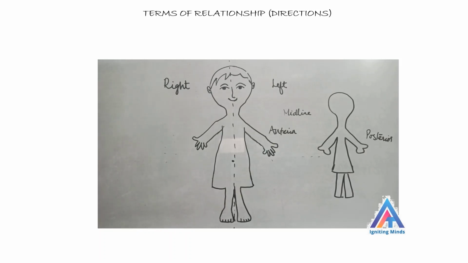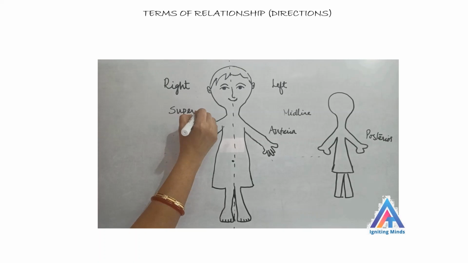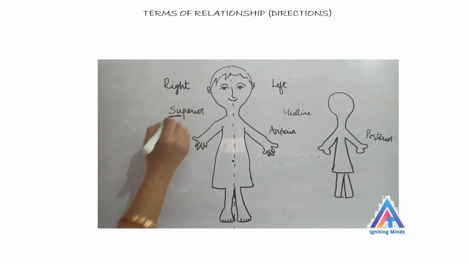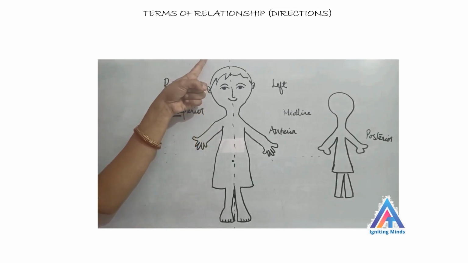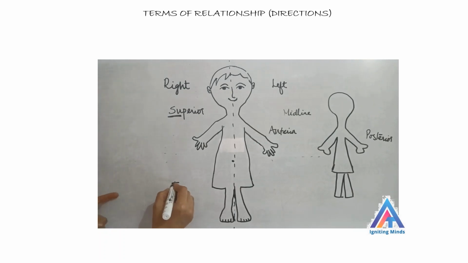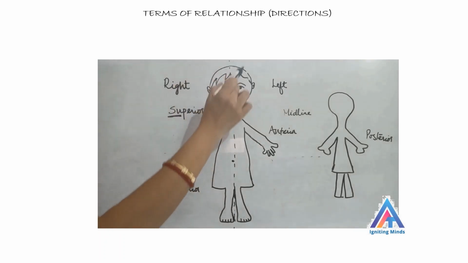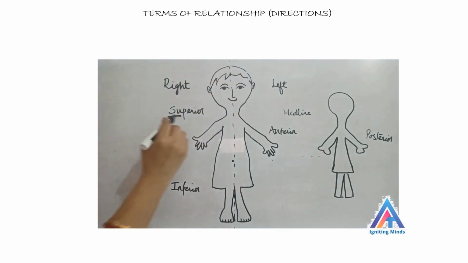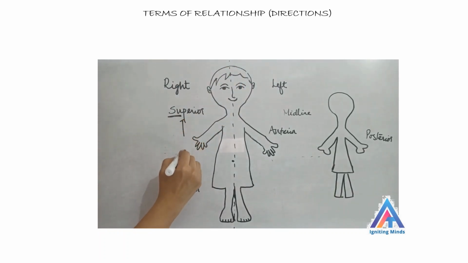The next direction is superior or cranial and inferior or caudal. Note the UP, up, in superior. So superior is anything above, towards the head. Also cranial means crown. So where do you place a crown? Head. Towards the head is superior and anything towards the feet is inferior.